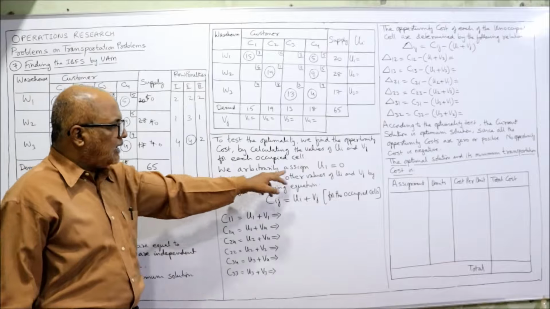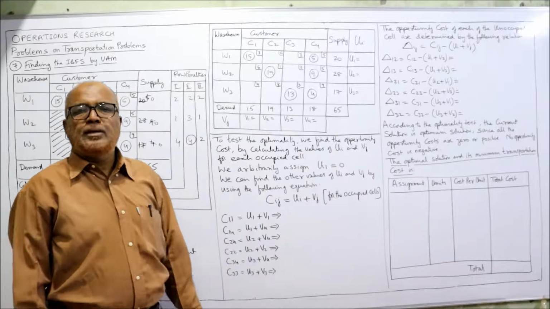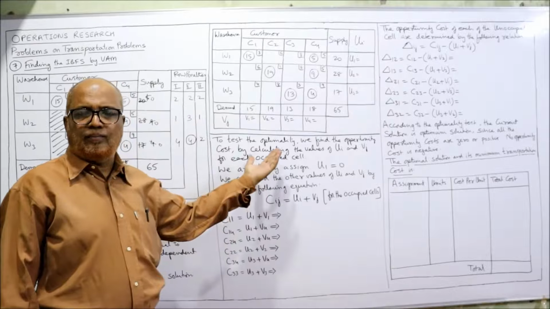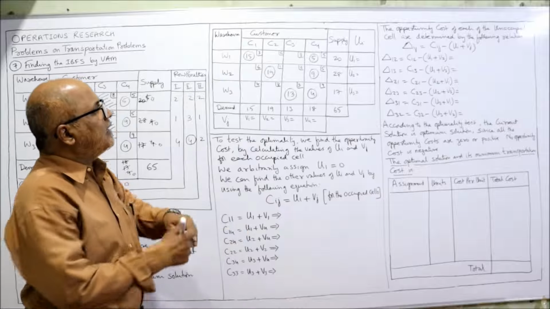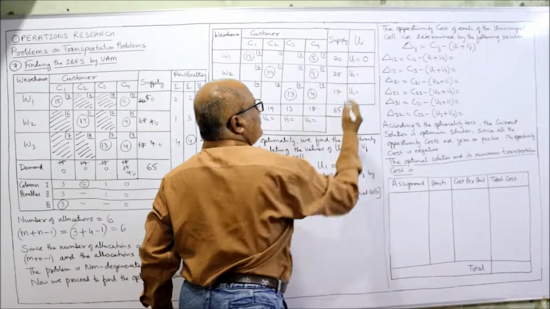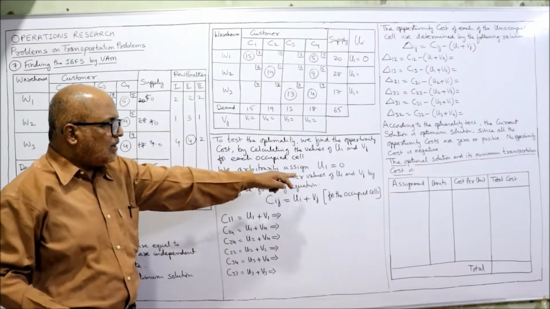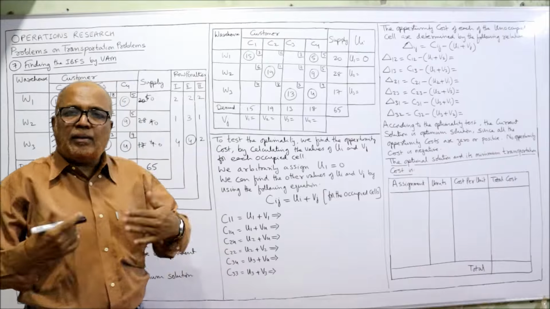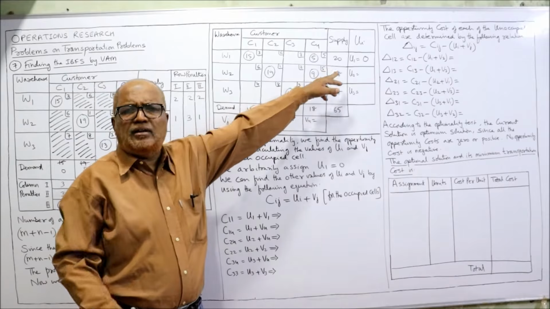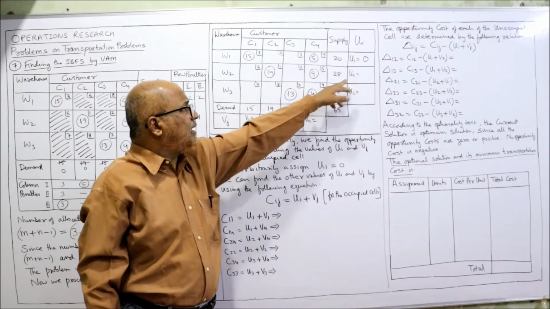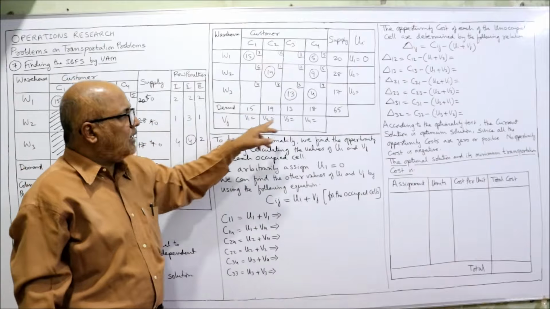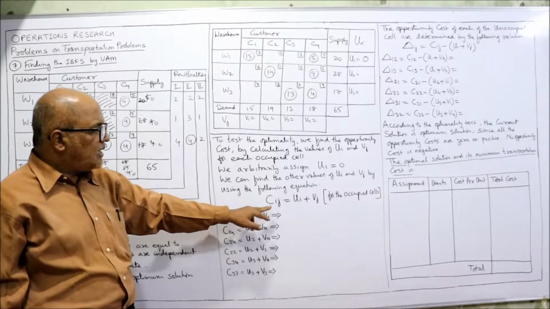First of all, we arbitrarily assign U1 is equal to 0. Any one of the U values or V values we can take as 0. So, arbitrarily I am taking U1 is equal to 0. Anyone you can take, U2 0 or U3 0, but I am taking U1 is equal to 0. Then the other values of Ui and Vj can be found by using this equation.